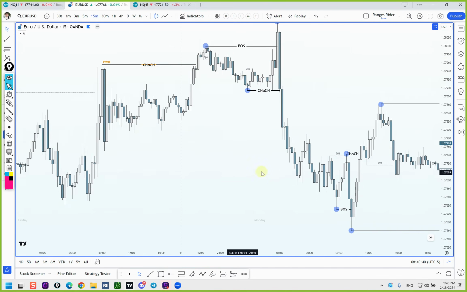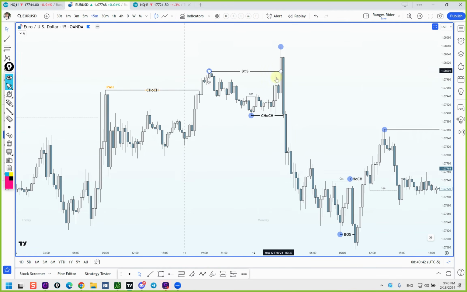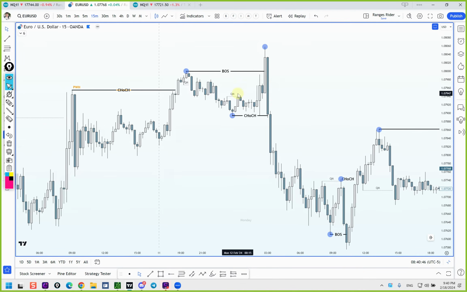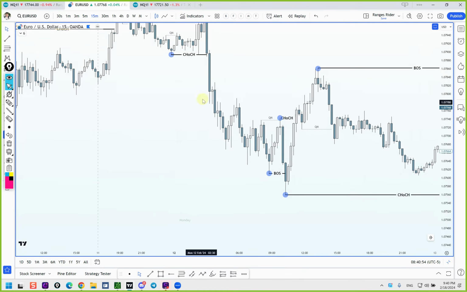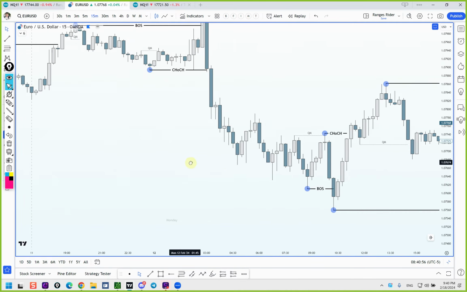what we have? We have the QM here, and then we got the change of character. By the way, look here, this is also the QM, right? The liquidity grab and the breakup structure. And then where is a valid pullback?